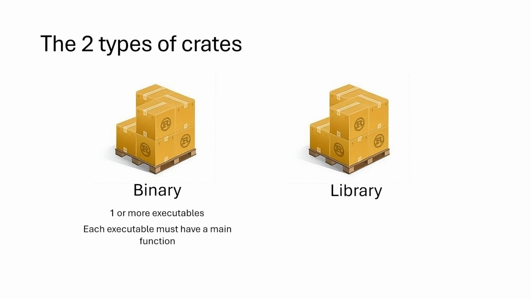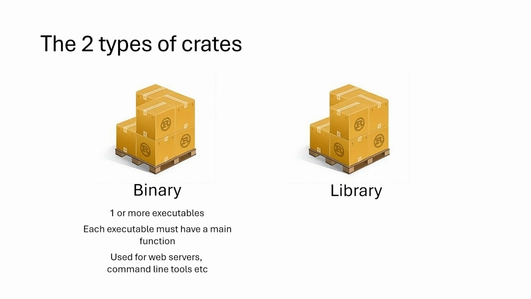Each executable must have a main function. So inside that single crate, you can have more than one Rust file, but each Rust file must have a main function in order to execute it. And some common places where you'll see binary crates is things that start up web services or some special command line tools, things of that nature.